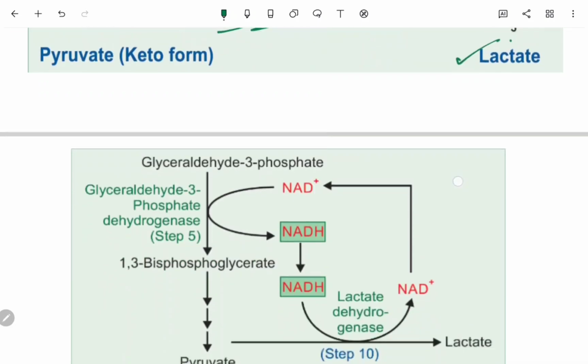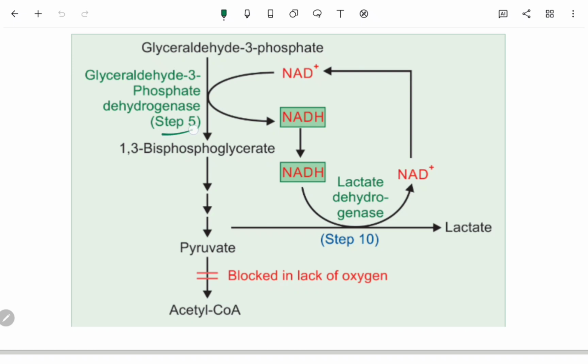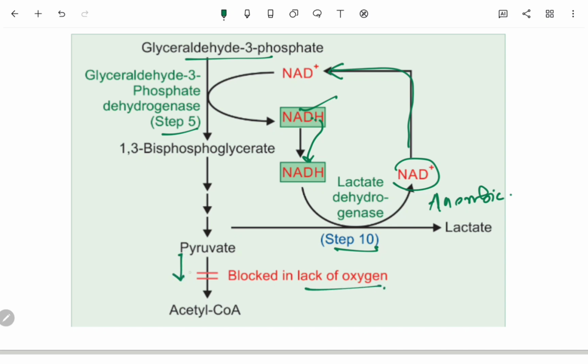So in short, step number 5, that is glyceraldehyde 3-phosphate, produces NADH, right? And this NADH is taken up in step number 10. Step number 10 happens only in anaerobic conditions. So the NADH formed in step number 5 is utilized in step number 10, and there is formation of NAD+, which is again used up in step number 5. If there is lack of oxygen, pyruvate to acetyl-CoA conversion is not happening. That is why pyruvate is channeled to lactate formation.